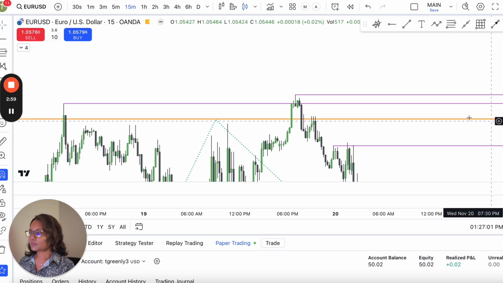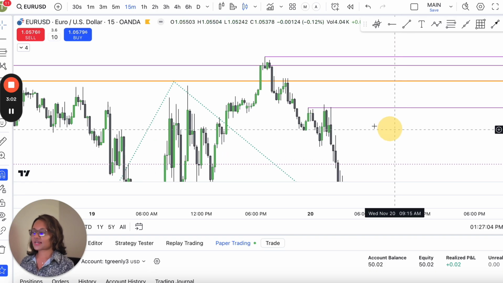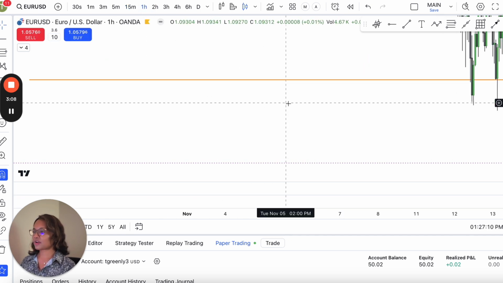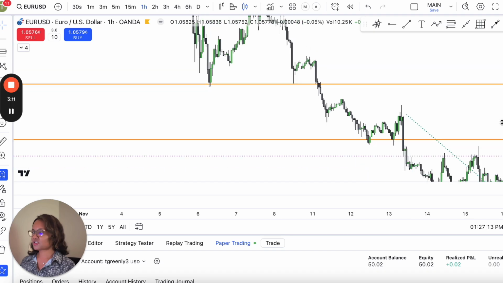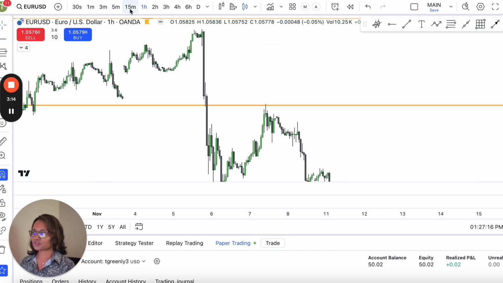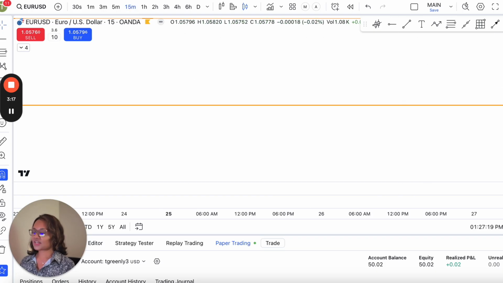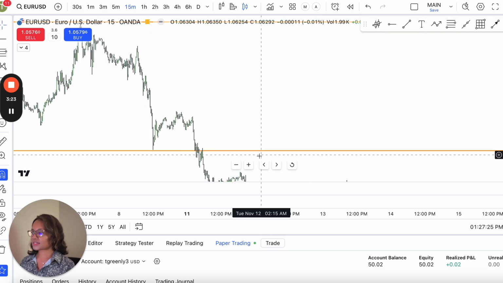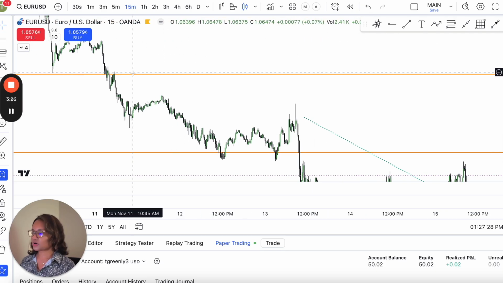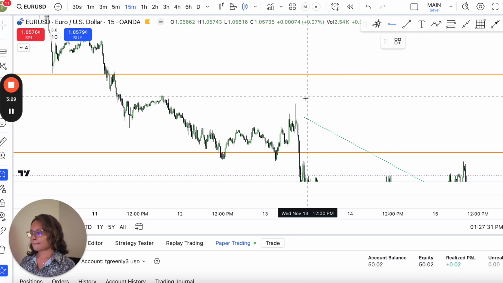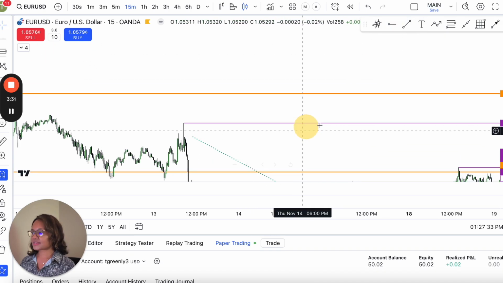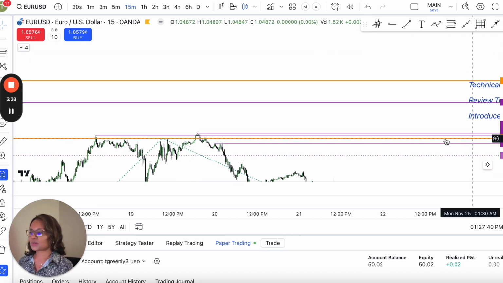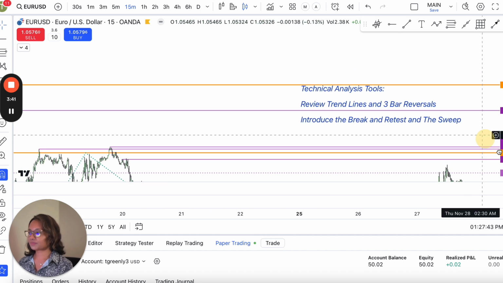So let's practice finding trend lines, finding 3-bar reversals, and looking for a break and retest in the market. We'll do all that on the 1 hour and then on the 15-minute chart. So this is the 1 hour chart, and then you're going to switch over to a 15-minute chart and see if you can identify some areas of liquidity where there are some long wicks or little wicks in these support zones. And you can draw your liquidity lines like that and see if price comes back and sweeps that area in the future.